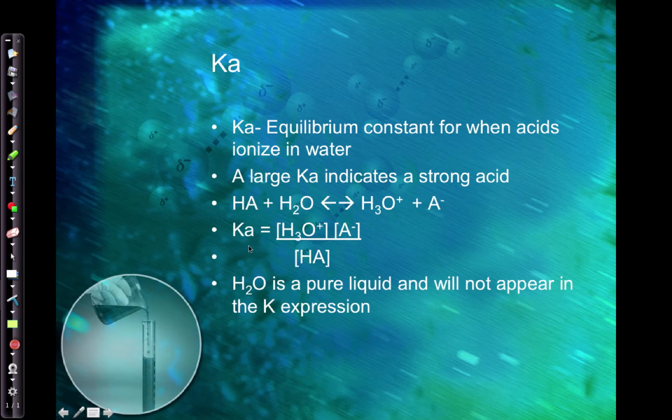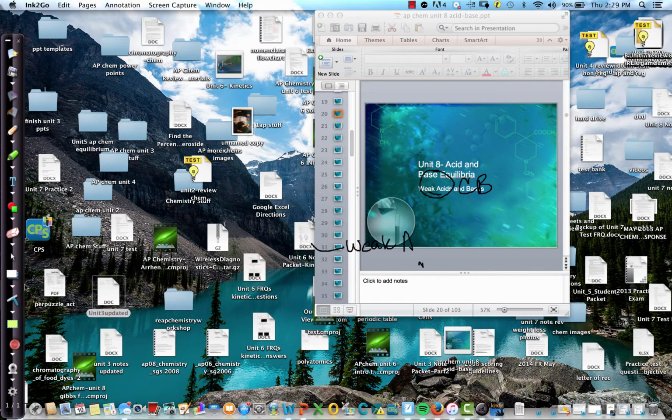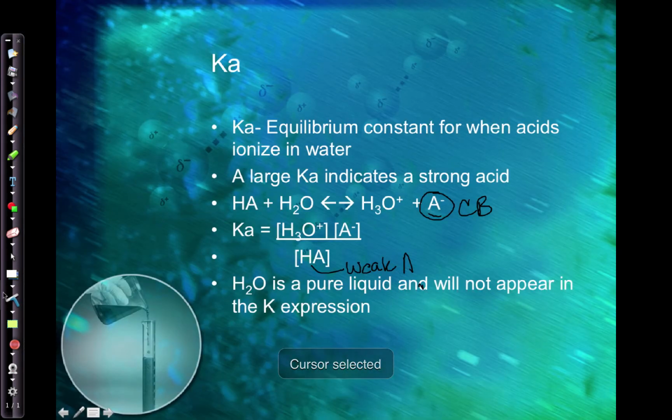All right, so the Ka expression should be the concentration of the products divided by the reactants like we normally do. And that's hydronium, and whatever the conjugate is, this is our conjugate base, divided by our weak acid. So if you see HA, that's some weak acid. And since H2O is a pure liquid, we do not put it into the K expression. So remember, pure liquids, pure solids do not get included into K expressions.